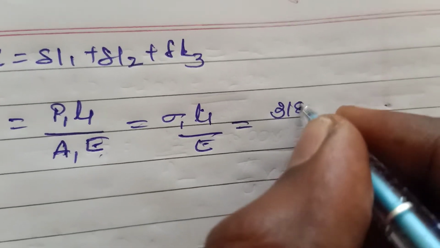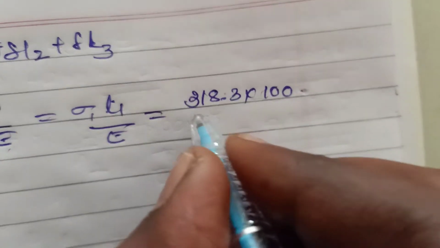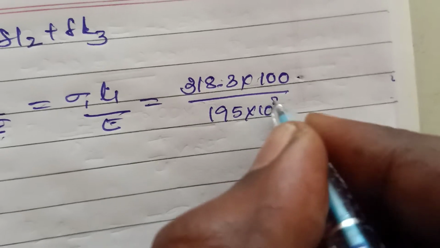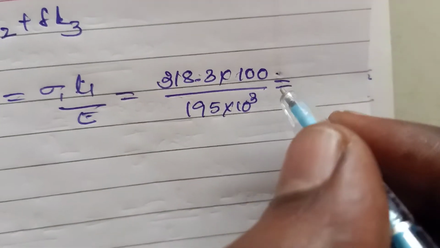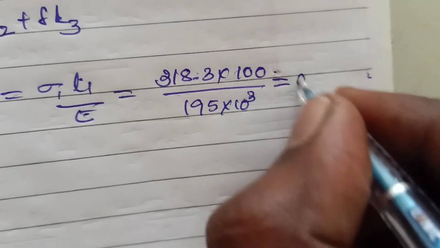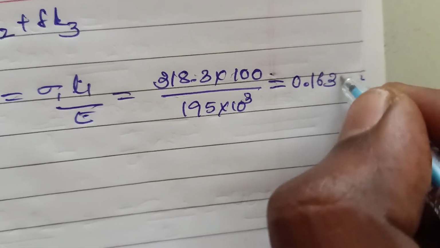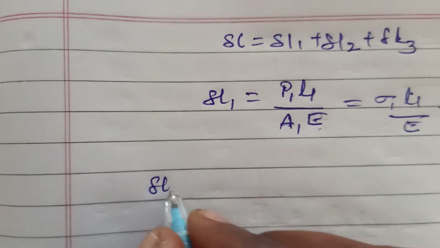What is the value of sigma 1? Here 318.3. Length of section 1 is how much? 100. Substitute that value, divided by Young's modulus, 195 into 10 raised to 3. After calculation you are going to get 0.163 mm.